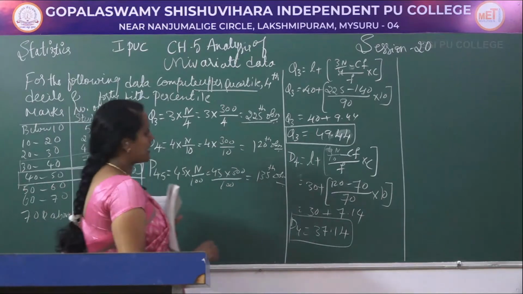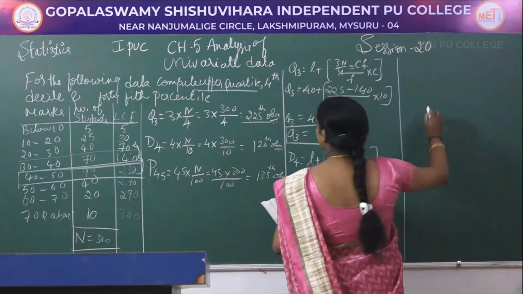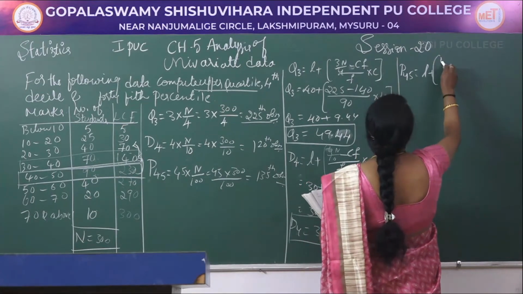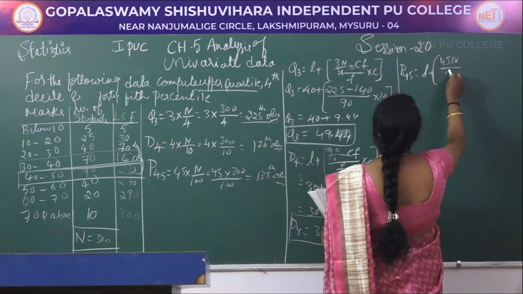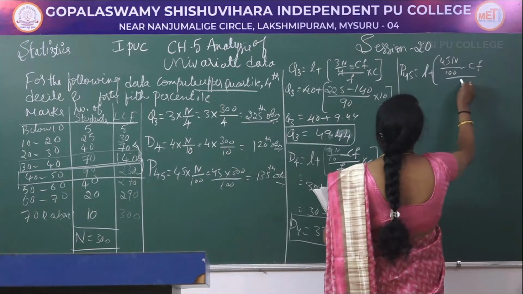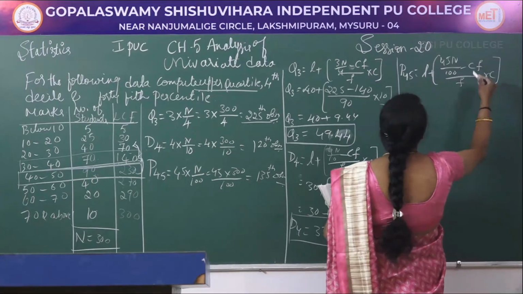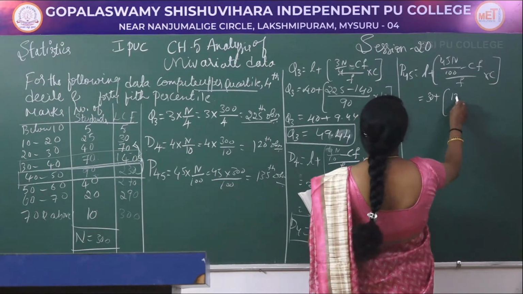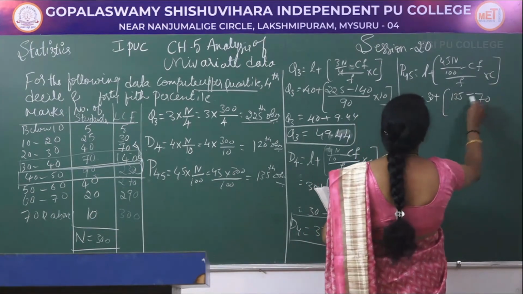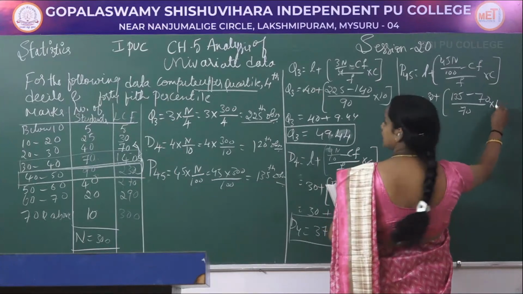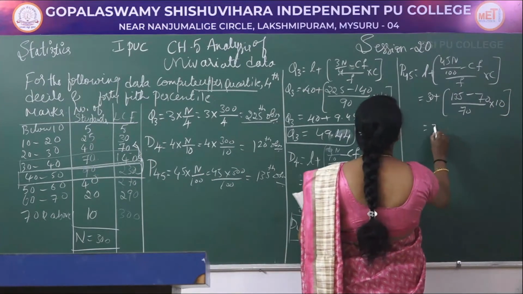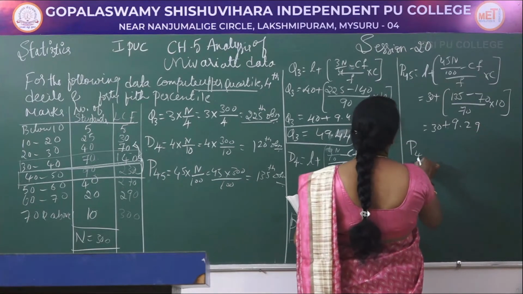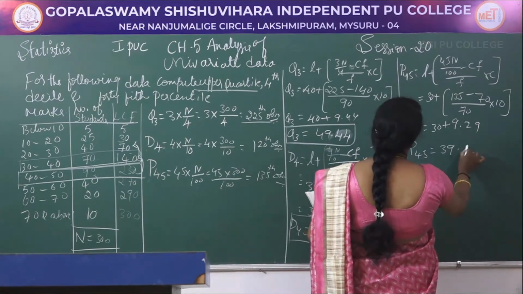Again I am considering the same interval, and the formula to find P45 is L plus (45n divided by 100 minus Cf) by F into C. L is 30 plus (135 minus 70) divided by 70 into 10. This is 30 plus 9.29. So P45 is 39.29.